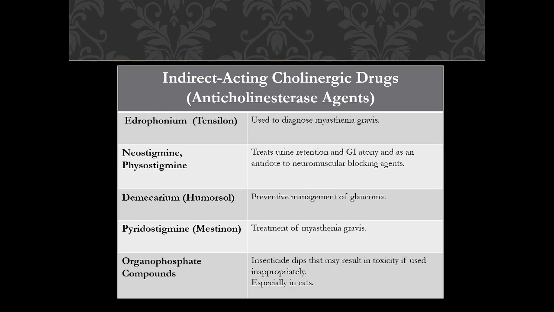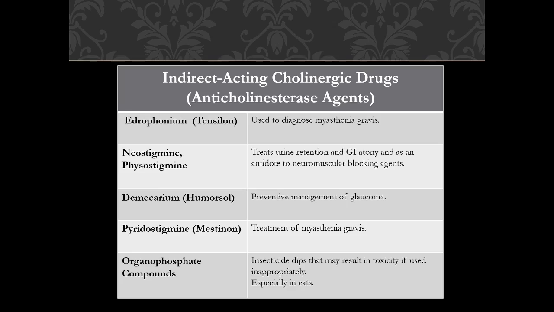Indirect acting cholinergic drugs. So this is a separate category. You need a separate flashcard for this. These are things that act as anticholinesterase agents. Edrophonium is used to diagnose myasthenia gravis. Neostigmine and physostigmine are used to treat urine retention, GI atony, and as an antidote for neuromuscular blockers.